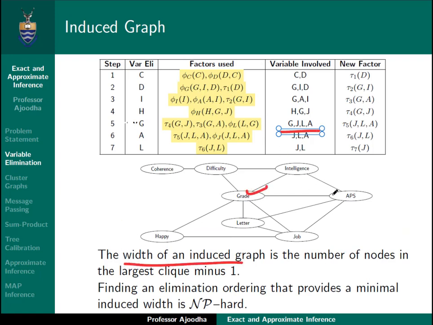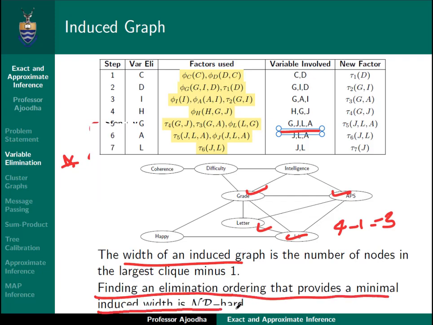So in other words, there's 1, 2, 3, 4. That's the largest one. So 4 minus 1, which is equal to 3, and that's my width of the induced graph. All right. So another NP-hard problem. Finding the elimination ordering that provides a minimal induced width is NP-hard. Isn't that depressing? The reason is that you have to work out the variable elimination and try all possible configurations to find the minimal induced width.